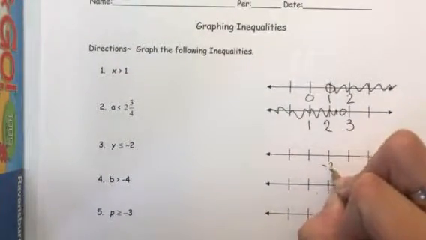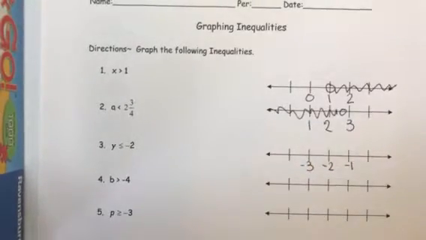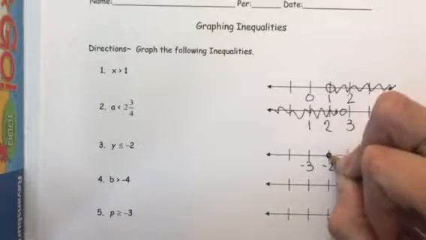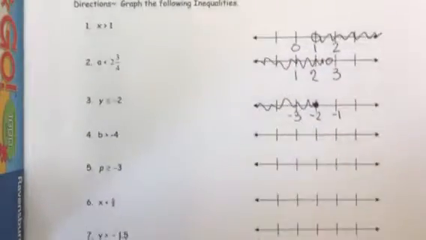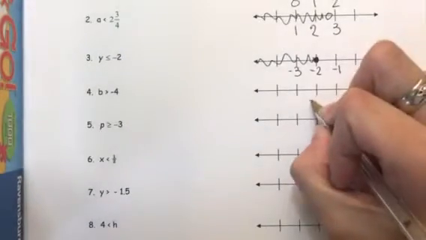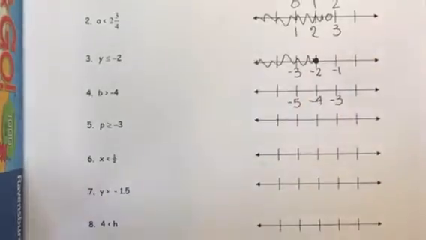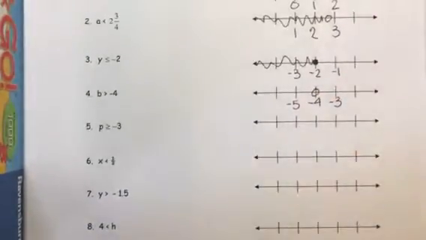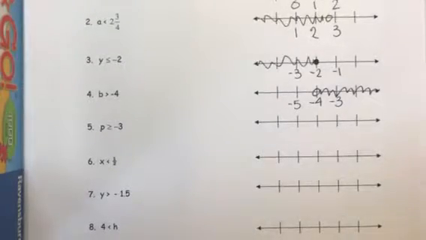Now be careful with your negatives here, right? We need -1 to be to the right and -3 to the left. This is going to be a filled in circle, and we are shaded to the left. Number 4, we have -4, so -3 to the right and -5 to the left. This is an open circle, and we should have shaded to the right.